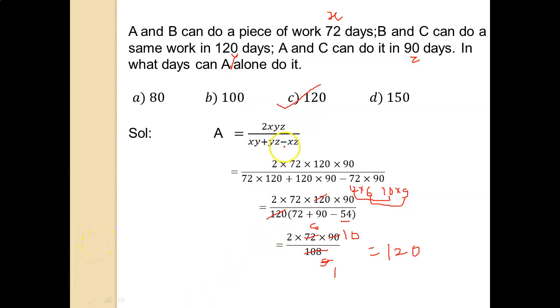Now what is the corresponding change in the given formula? In what days can A alone do it? A includes x and z. So put the negative sign on x and z, simplify this calculation, and after that simplify to 120. So 120 days are required for A alone to do it.